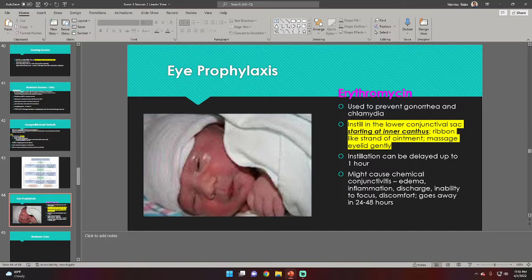This can be delayed up to 1 hour. So sometimes, if it's a C-section and we're doing lots of assessments, we might be doing this, of course, an hour later. What I've seen, this is usually done during the process of which they are doing the whole weighing and things like that, and of course giving vitamin K, things like that as well.